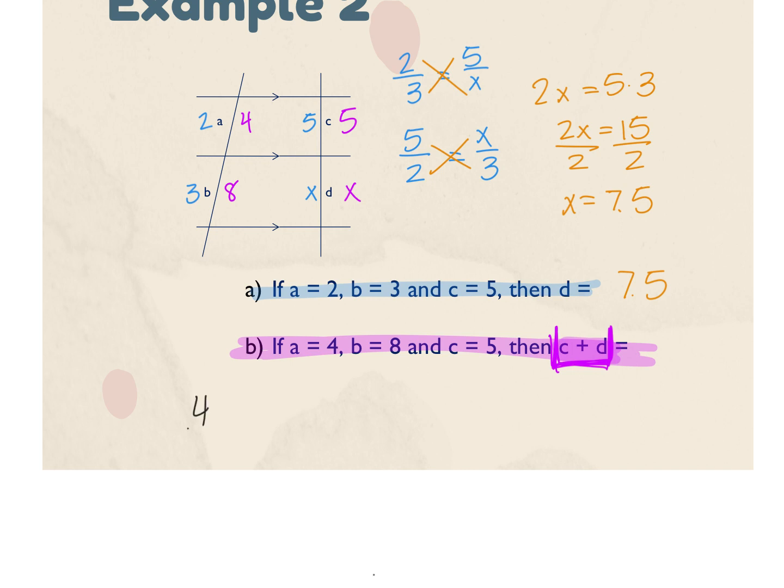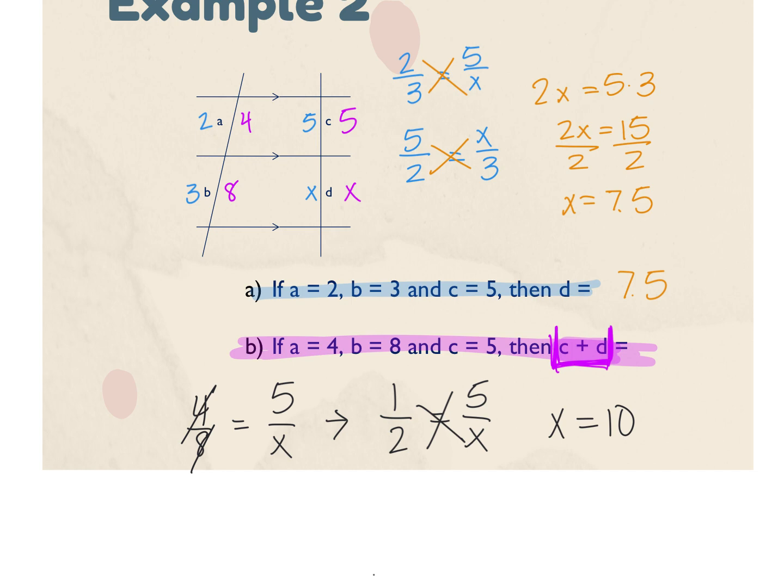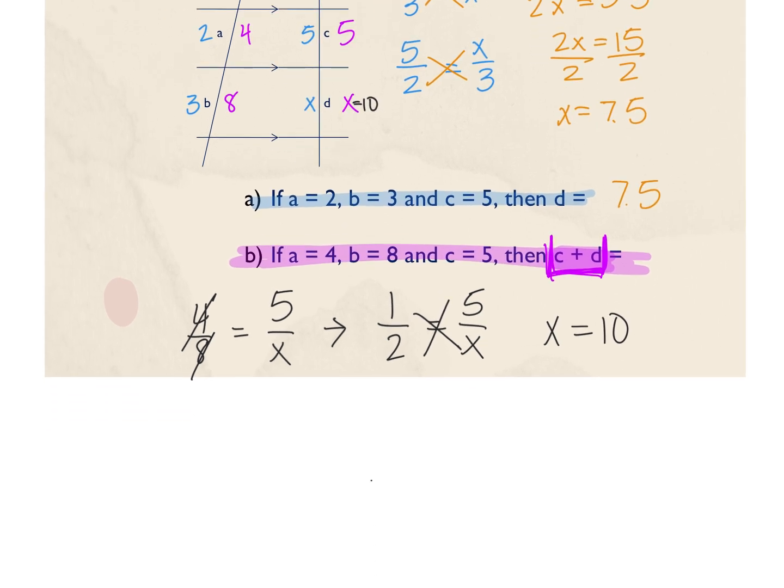So 4 over 8 is proportional to 5 over x. Simplify this, boys. 1 over 2 equals 5 over x. Cross multiply. Yes, x equals 10. But they didn't ask for 10. It's D plus C, which is 5 plus 10 equals 15 is your answer.